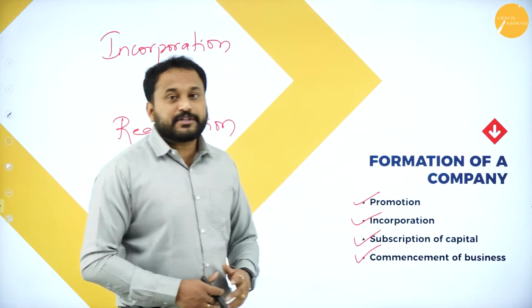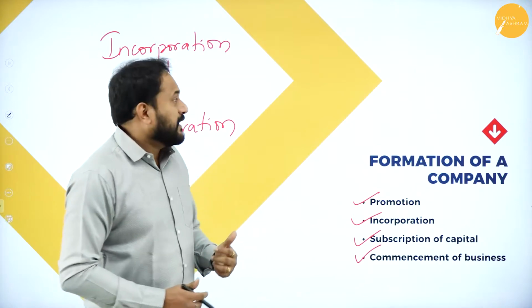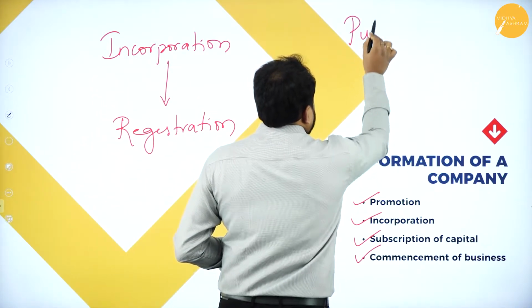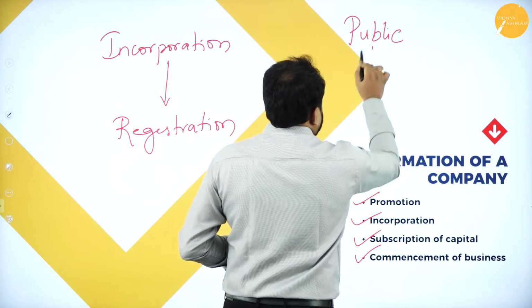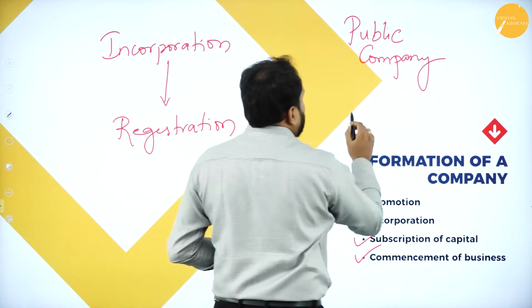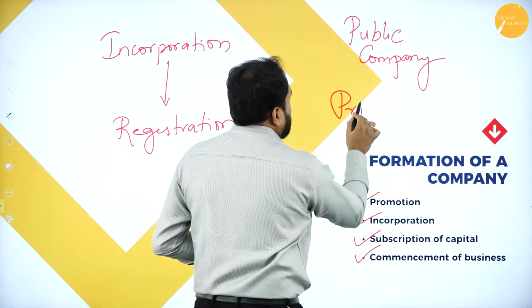Then the next one is subscription of capital. Now you know that there are two types of company. One we have is the public company. What is that called as? Public company. And one more we have is the private company.